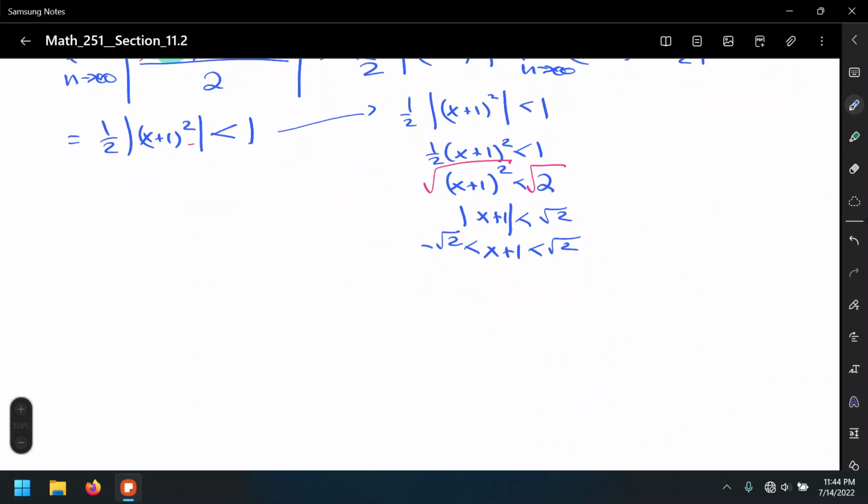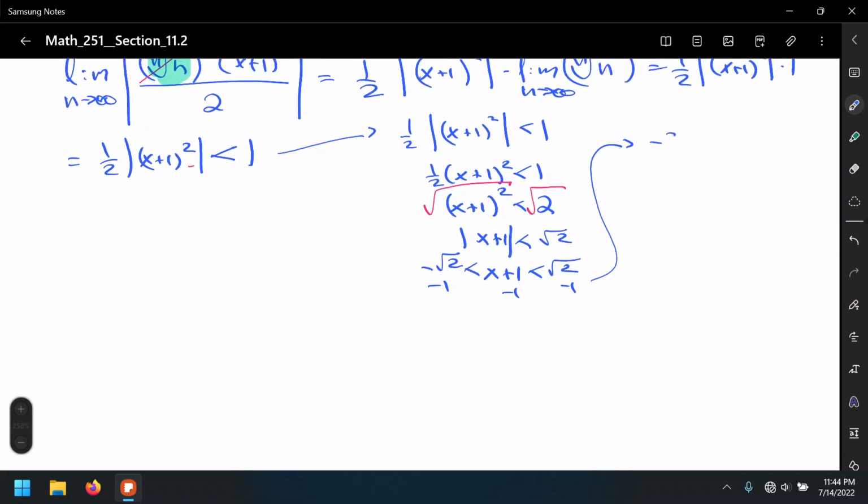Subtracting 1 from the three sides of the inequality, we get the following. It's going to look a bit complicated. Negative 1 minus root of 2 less than x less than negative 1 plus root of 2.